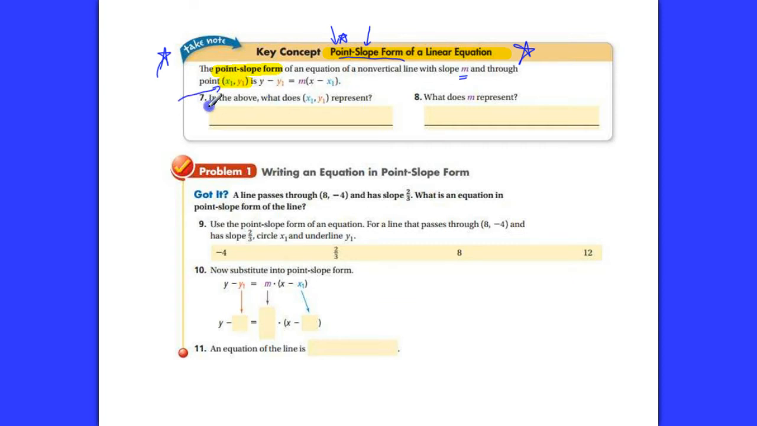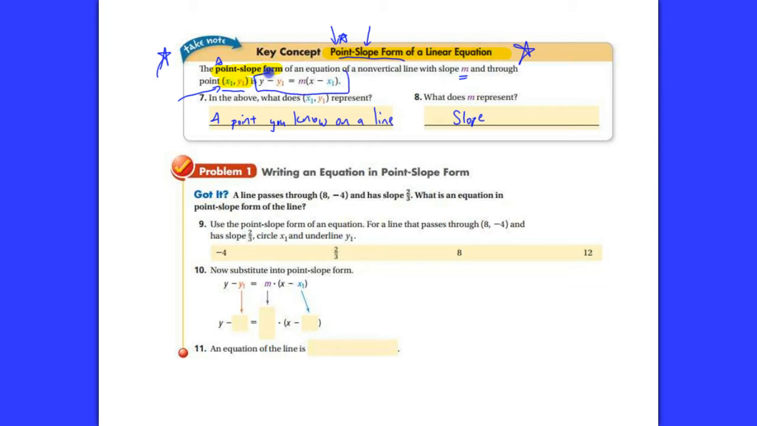Number 7 says, in the above, what does x1, y1 represent? Well, that means that it's a point on a line. You have to know one point. It might be the y-intercept, it might not be, because today we can use this equation to find it if it's not the y-intercept. What does m represent? M represents the slope. So if we know some point on the line and we know the slope, this is the magic formula right here.